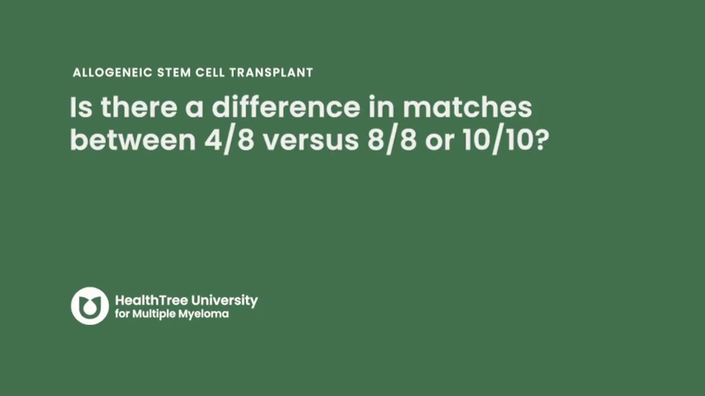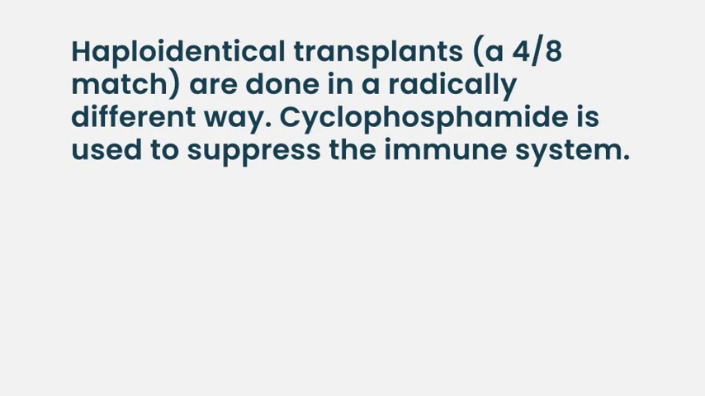Is there a difference in matches between 4 out of 8 versus 8 out of 8 or 10 out of 10? So 8 out of 8 matches are what we prefer when you do an unrelated donor. If you do a mismatched donor, there are higher rates of GVHD when it's an unrelated donor. But when it's a haplo donor, where it's only a 4 out of 8, we do the transplant with a completely different way of transplanting. We call it a transplant with post-transplantation immunosuppression using a drug called cyclophosphamide. So that way of doing the transplant is radically different from the way we do matched transplants. So the outcomes in terms of GVHD and all are very similar, or sometimes even better, with lower rates of GVHD. So the half-matched donors are done in a completely different way.